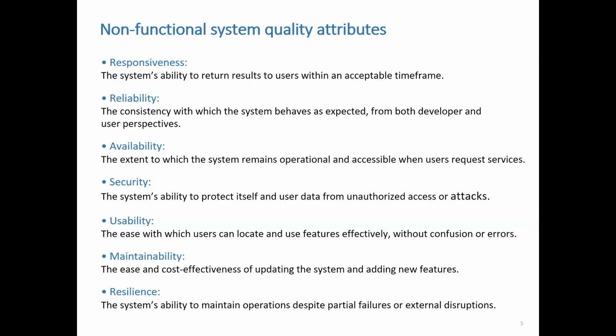Maintainability refers to how easy it is to make changes. Can we add new features or fix issues without breaking the system or spending too much time and money? And finally, resilience. This is about how well the system bounces back. Even if there is a partial failure or an external disruption, the system should be able to continue operating in some meaningful way. Each of these qualities should be considered from the start because architectural choices can either support or seriously undermine them.